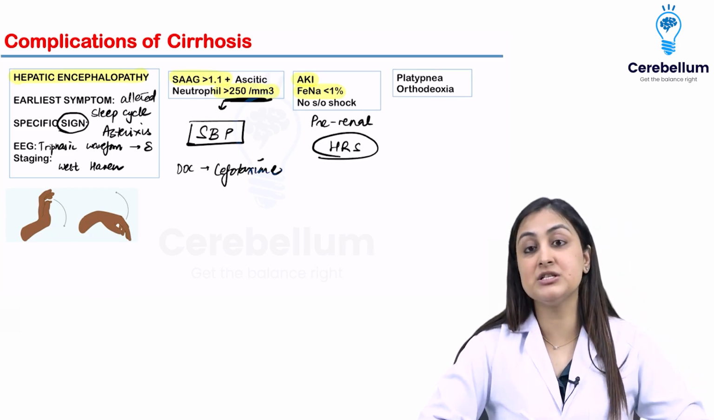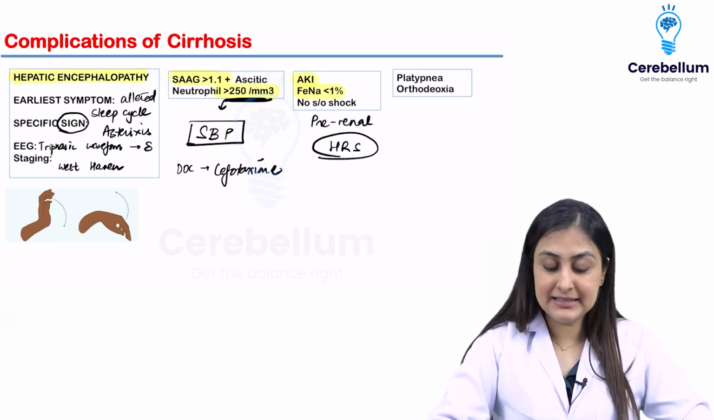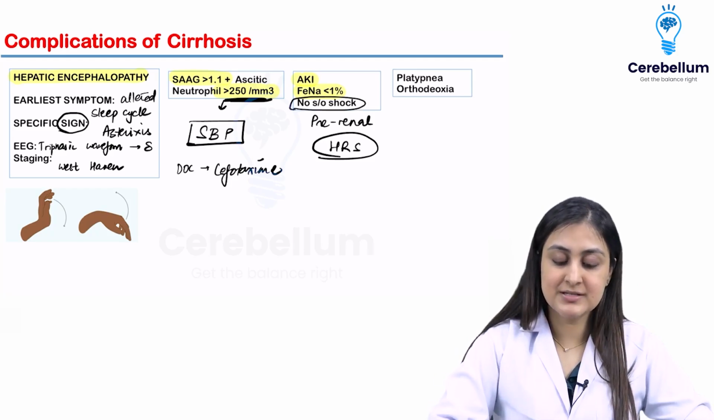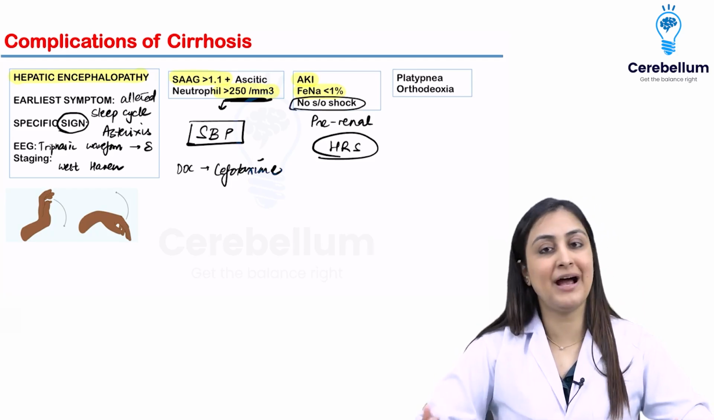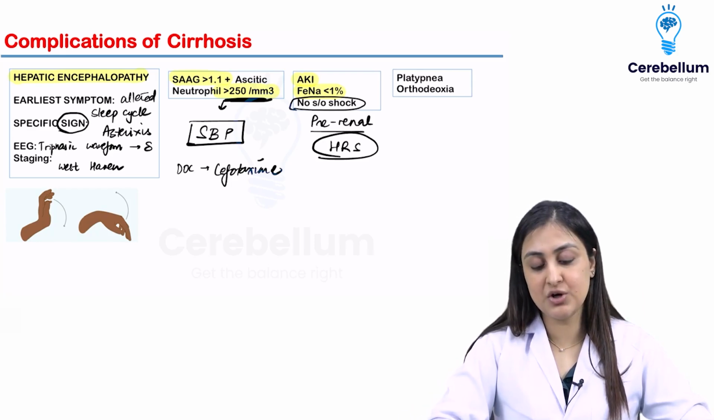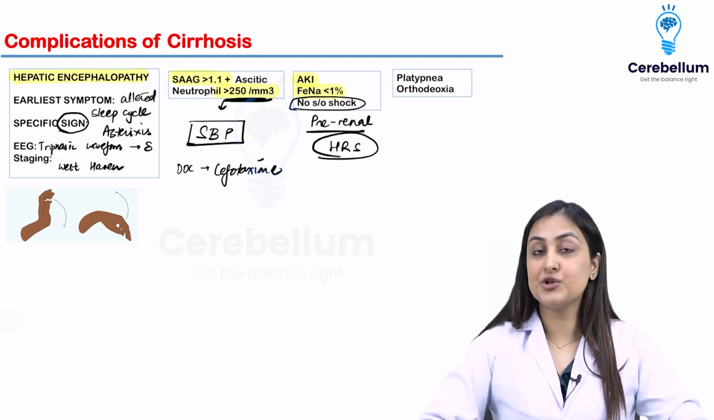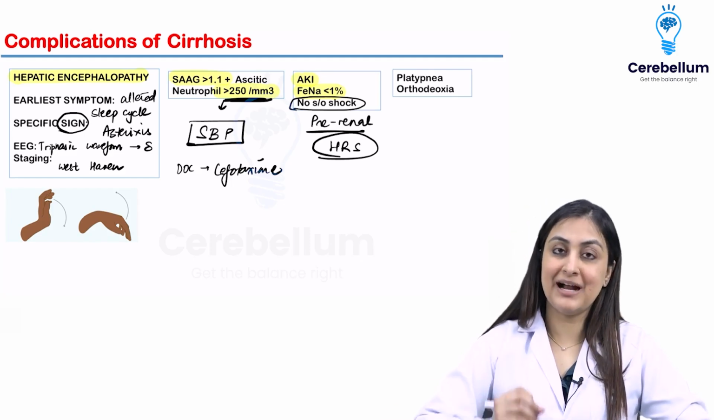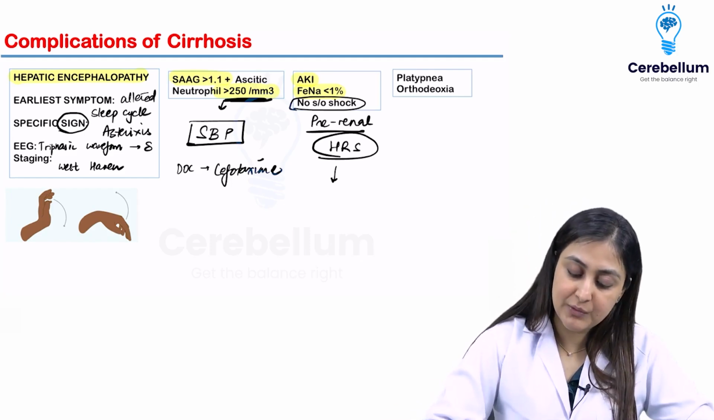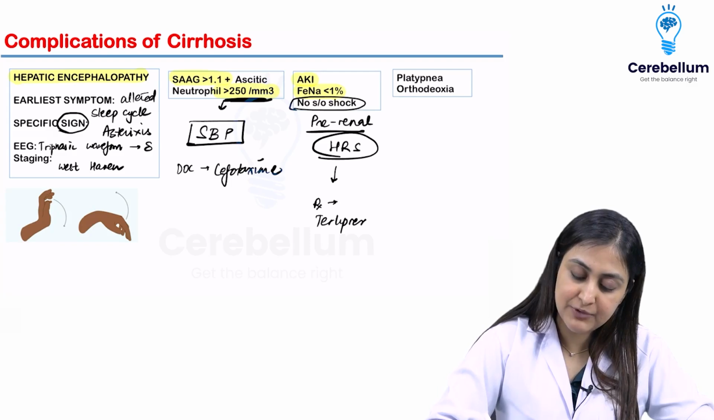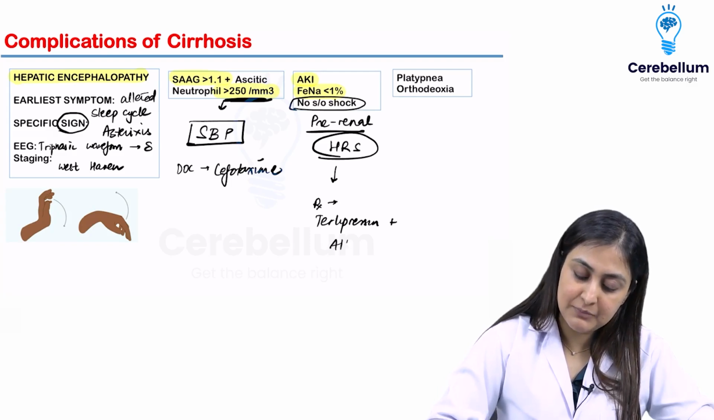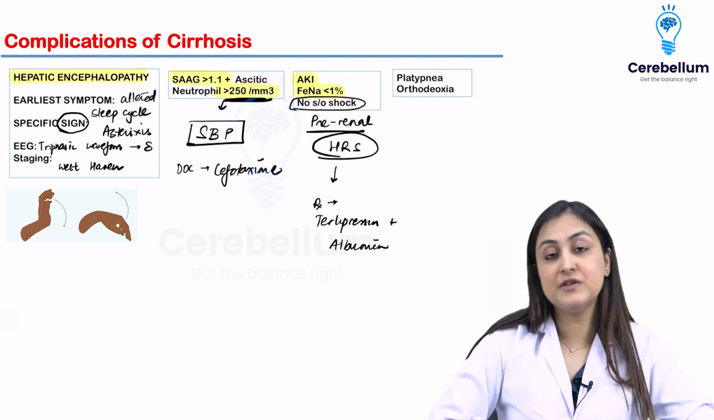Remember, hepatorenal syndrome is a type of pre-renal AKI, and what also helps you here is that there is no sign of shock. So hypovolemia being the most common cause of pre-renal has been ruled out. So then you land up at a diagnosis of hepatorenal syndrome, and what you want to remember here is the treatment. The drug of choice is going to be terlipressin in addition to albumin is what you have to give this patient.